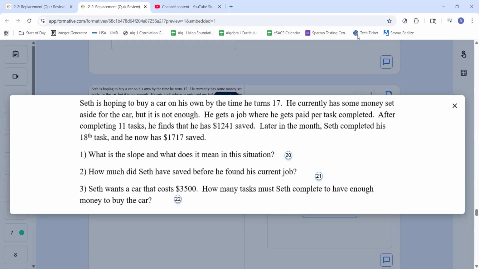What is the slope and what does it mean? How much did Seth have saved before he found his current job? Seth wants a car that costs $3,500. How many tasks must he complete to have enough money?